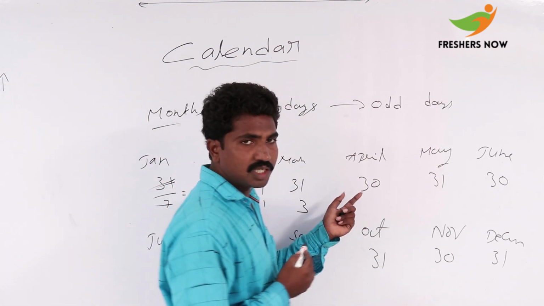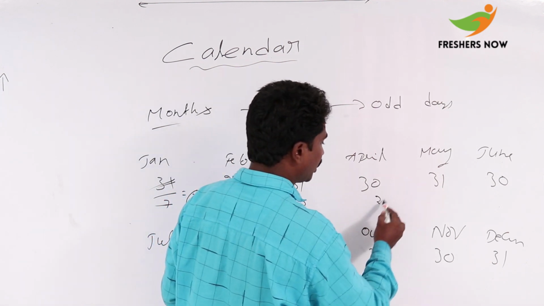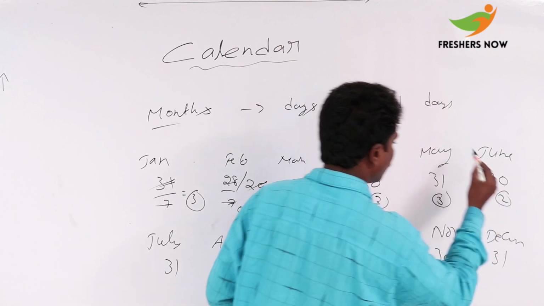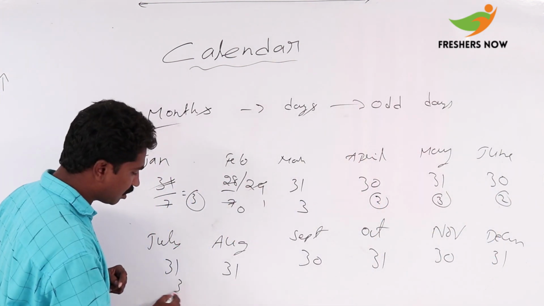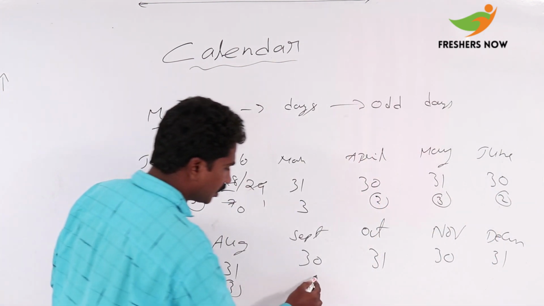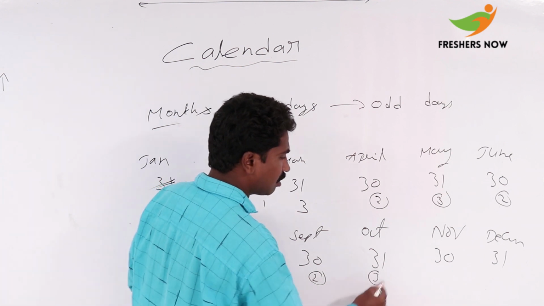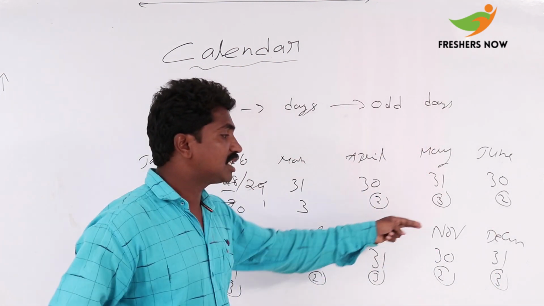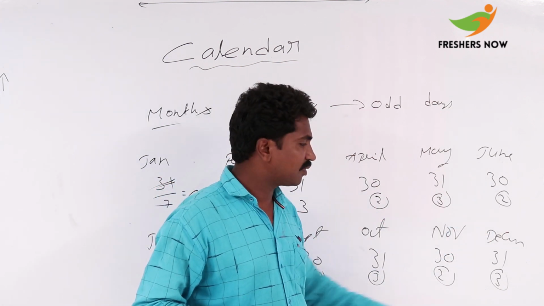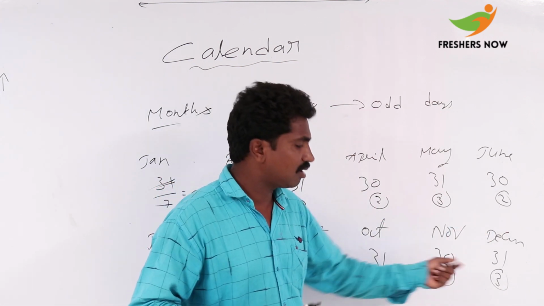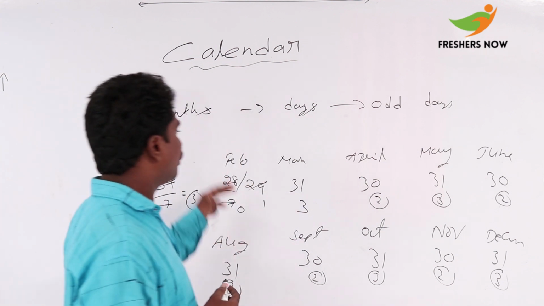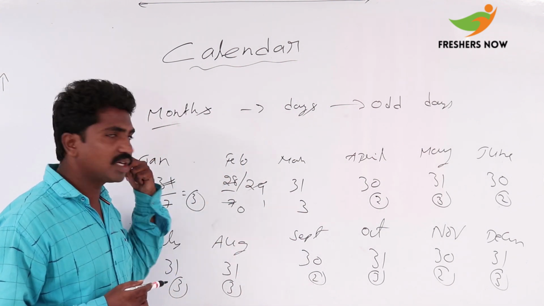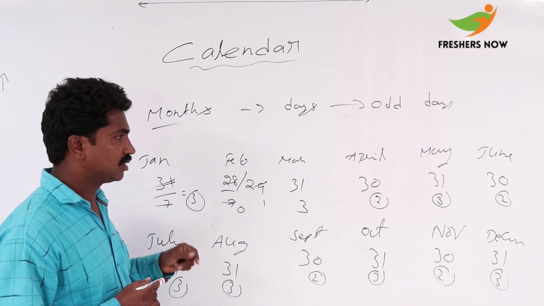For 30, 7 4s are 28, remaining 2 odd days. So we can say for 31 days, 3 odd days. For 30, 2 odd days. For 31, 3 odd days. So in every month, for 31 days we can write 3 odd days, for 30 days 2 odd days. For February, if 28 days are there, we can write 0. For 29, 1. Like that.